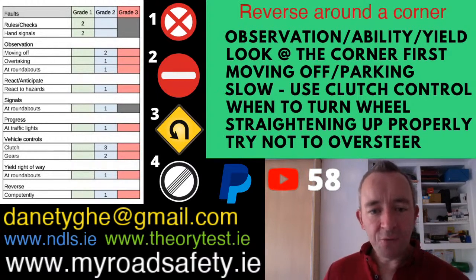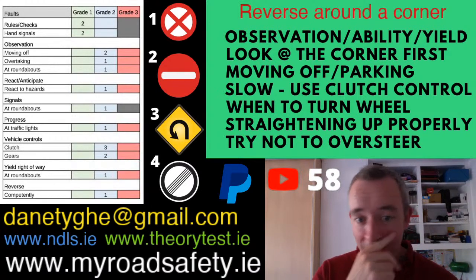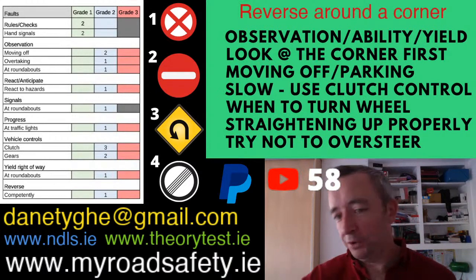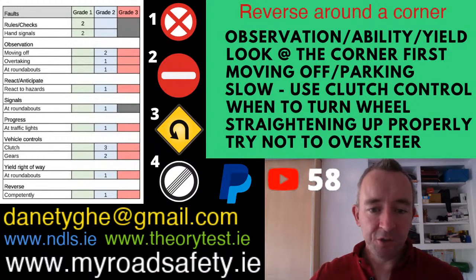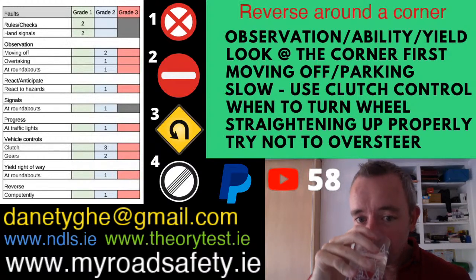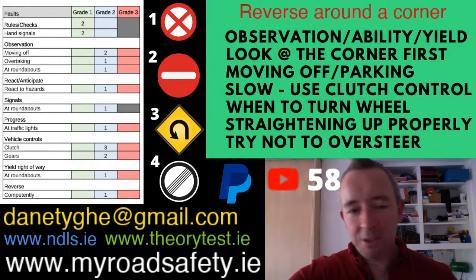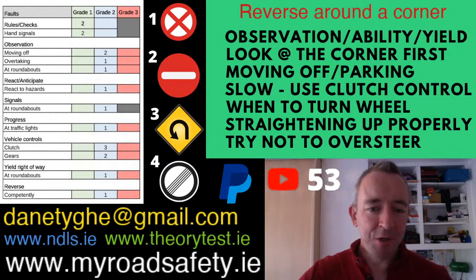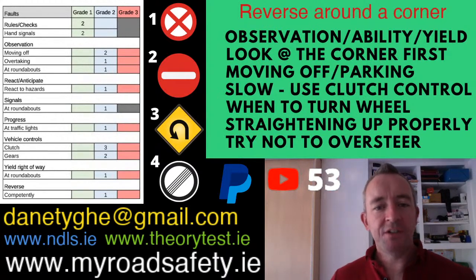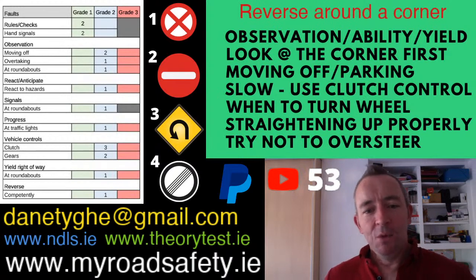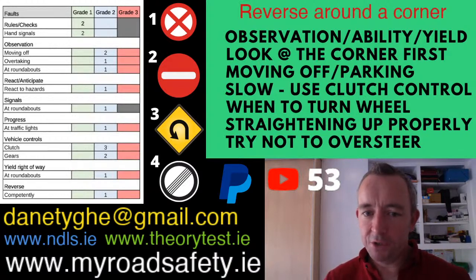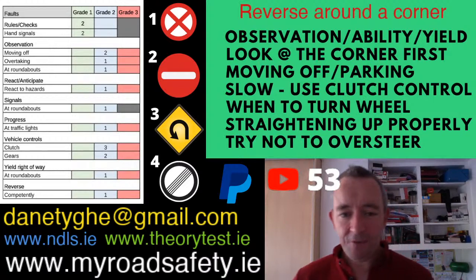Yield right of way at roundabout. So in simple language, it appears that she pulled out when somebody else had the right of way on a roundabout. Doesn't say exactly what happened here, but again, it's only one grade two mark, so it wasn't fatal. But sometimes when it comes to yielding right of way and pulling out too soon, they can be borderline grade two, grade three, and sometimes it does depend on the discretion of the tester. The tester just makes a decision on that one, and he gave her the benefit of the doubt here.